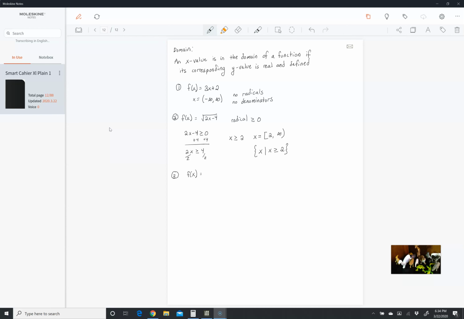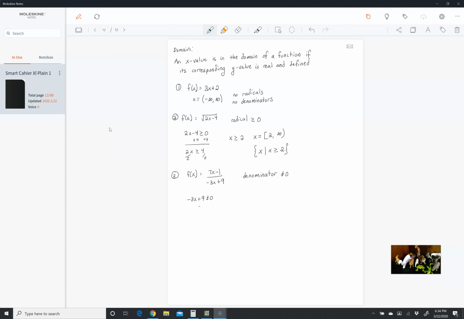The third possibility is if you have a denominator. So no radical, but you have a denominator. So for example, you have 7x minus 1 over negative 3x plus 9. So in this case, your denominator can't be equal to 0. So your inequality is negative 3x plus 9 is not equal to 0.